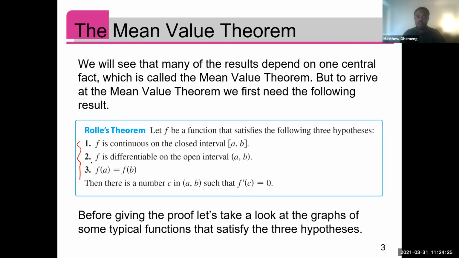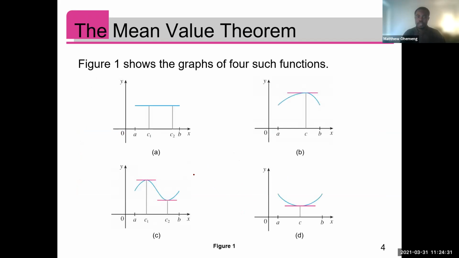Okay, so let's look at some graphs to see if this makes sense, if this adds up. Let's look at these four graphs. For the first one, let's look at the conditions of Rolle's theorem. Is the function continuous on a closed interval? Well, as you can see, the function is defined here, and there's a point right here for p. So the function is continuous, there's no break.